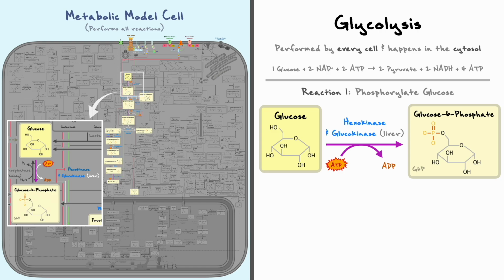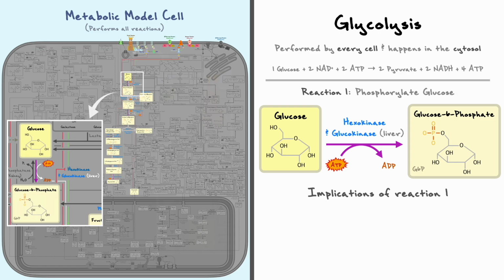For your information, I want to mention that there is another enzyme by the name of glucokinase that can catalyze this reaction, but it is only expressed in a few tissues such as the liver and the pancreas. Now, beyond the simple fact of making G6P, this reaction has a few implications in the cell, and to understand them, we need to consider how glucose is transported into the cell.